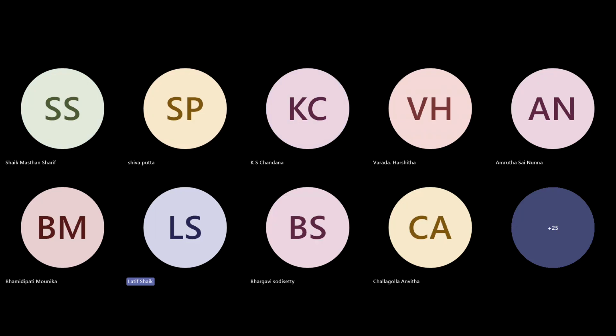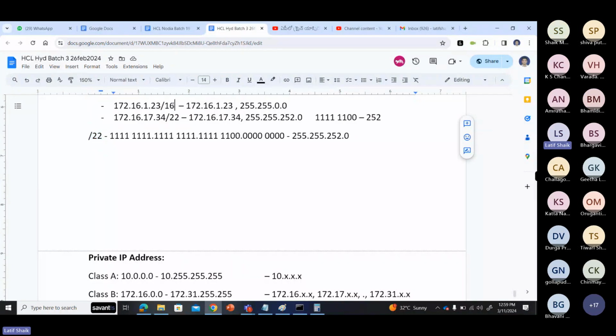I think you can understand, right? If you see an IP address written like this, the slash represents the subnet mask. If you convert this, you get 22 ones and the remaining bits become zeros. If you convert that again into decimal format, this is your subnet mask.